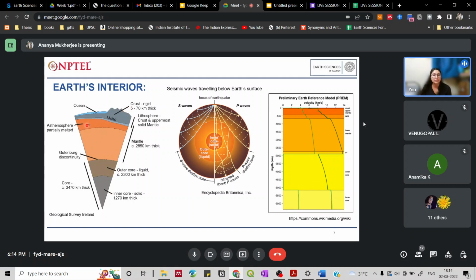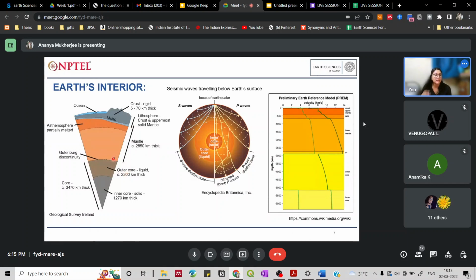And then we have the mantle. The uppermost part of the mantle and the crust together is known as the lithosphere, and the upper part, the partially melted part of the mantle, is called the asthenosphere. Now the mantle on its own is said to be semi-solid in its state, and then you have the core.